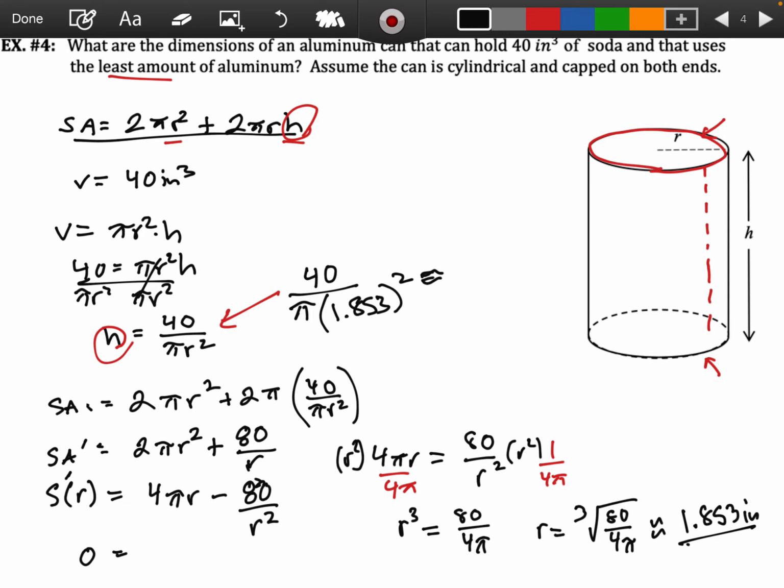And that gives us a height of 3.707 inches. Okay, so there you go. That gives us our dimensions, where r is 1.85 and the height is 3.7 for a container that holds a volume of 40 cubic inches.